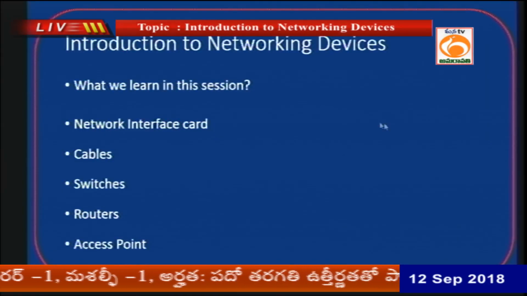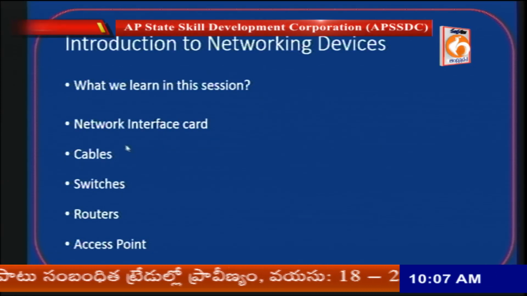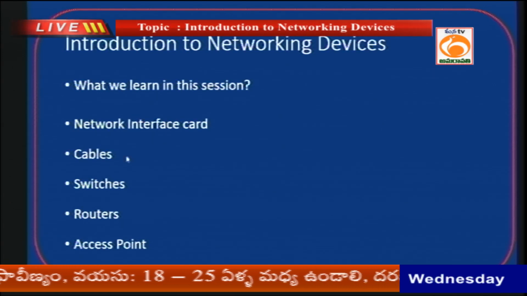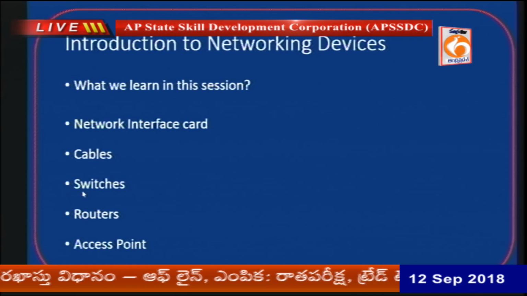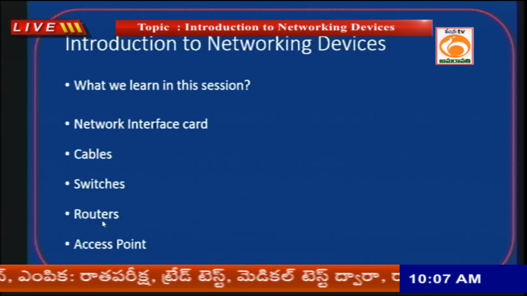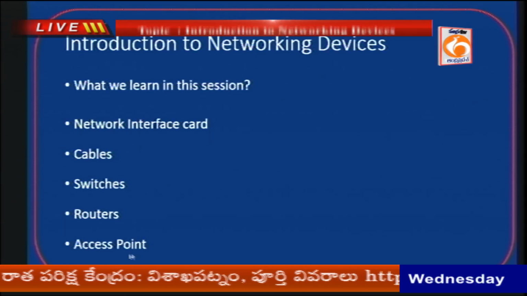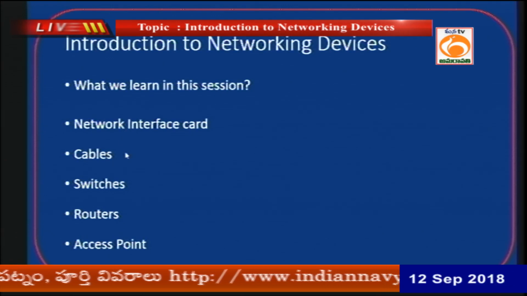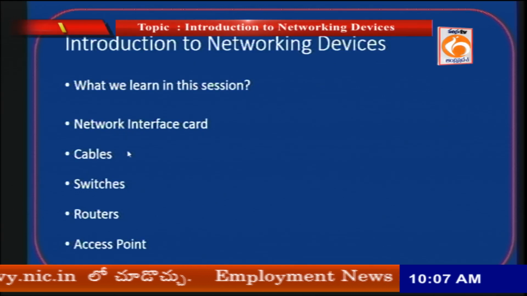So let us look at what we have for today. What are the topics that we are going to discuss today? So today we are going to discuss these topics: the network interface card and its functions, the different types of networking cables and their functions, network switches and their functions, routers and their functions, and access points and their functions. These are the various networking devices that help the communication between the source and the destination, between the user and the server.